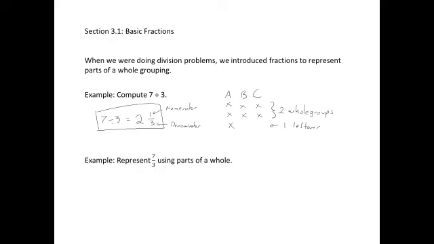Example, represent 7/3 using parts of a whole. Pictures of parts of a whole involve drawing circles and cutting them up into equal pieces. In this case, the denominator, the bottom part of the fraction, is 3, so we're going to have circles cut into 3 parts. Now they don't have to be perfect, but they do have to look like 3 parts that are all the same size.